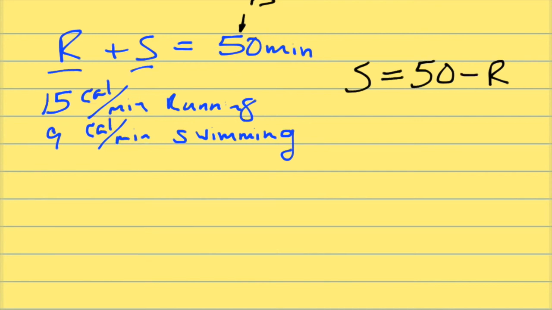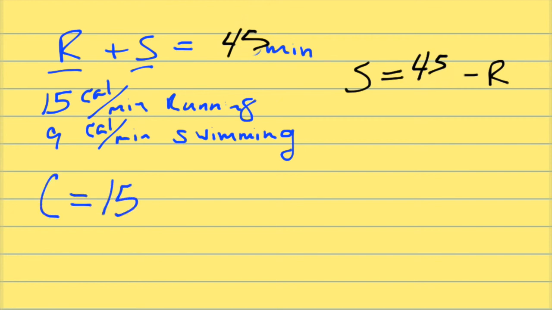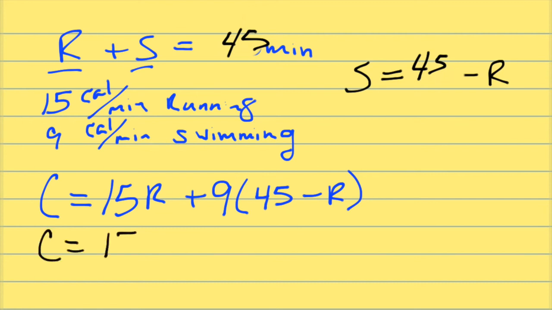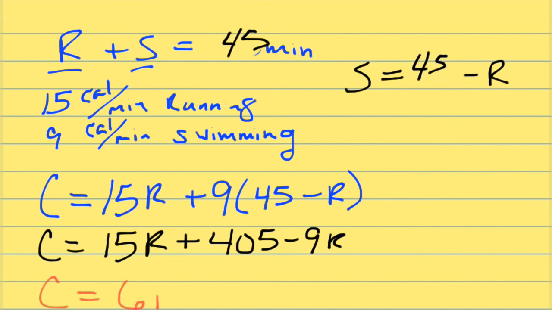Okay, so we're going to take out this 50 and call it 45, which is going to change this 50 over here too. Then when we come up with our equation, we have c equals 15r plus 9 times 45 minus r. When we distribute, we get 15r plus 405 minus 9r, and when we add like terms, we have a final equation of 6r plus 405.